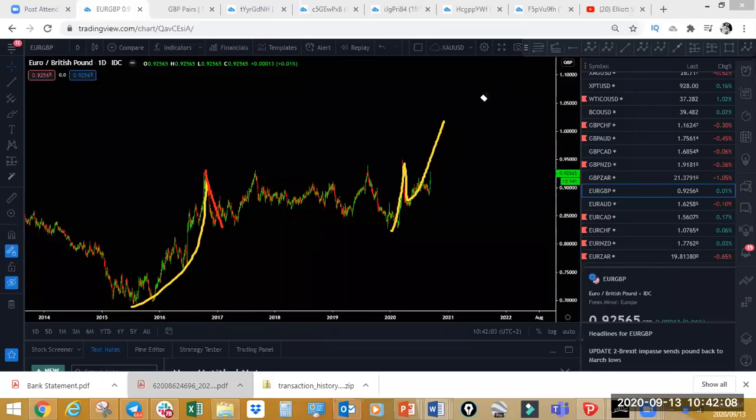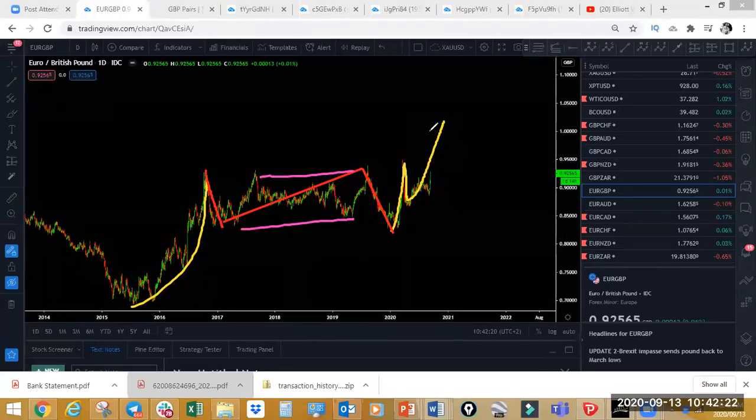The red degree will be like this. 1, 2, and the 3, just like this. So 1, 2, 3. Then you've got the flat there in the middle, just like that. So look for this one to continue to the upside. But we need to check what happens here, because at this level, we can make a pullback here before continuing to the upside. Okay, so that's what we're looking at on Euro pound.